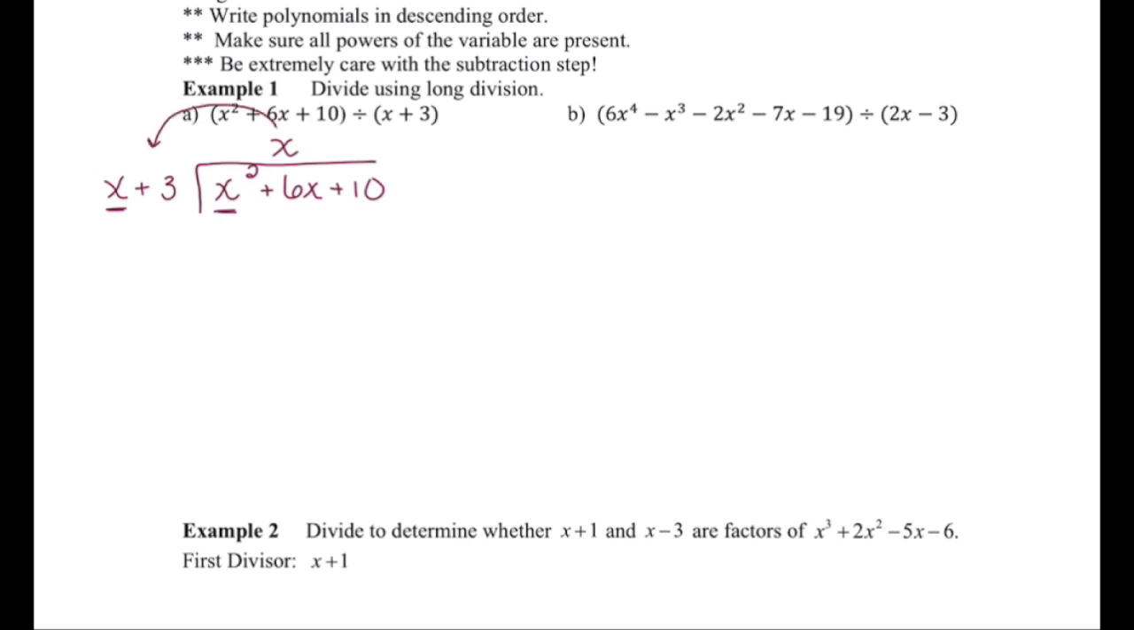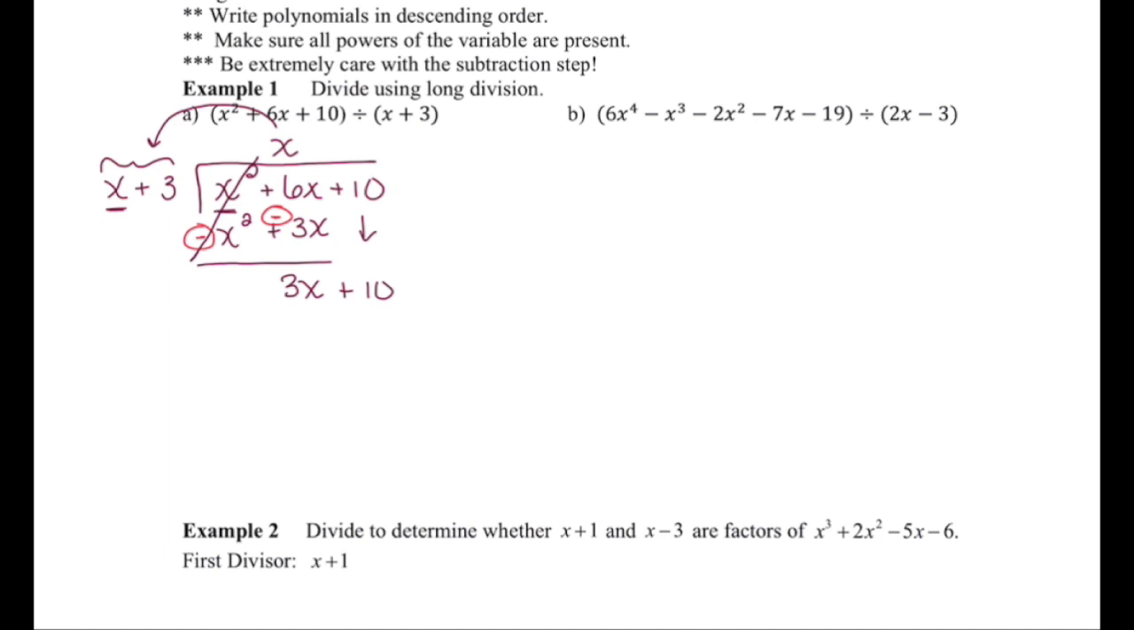I now am going to take x and multiply it by everything on the left-hand side. x times x is x squared, and x times 3 is 3x. Now I need to subtract, so I need to change my signs since I'm subtracting everything. When I subtract, we'll notice my x squareds disappear, and I have 6x minus 3x, which is 3x, and then I'll bring down my 10.